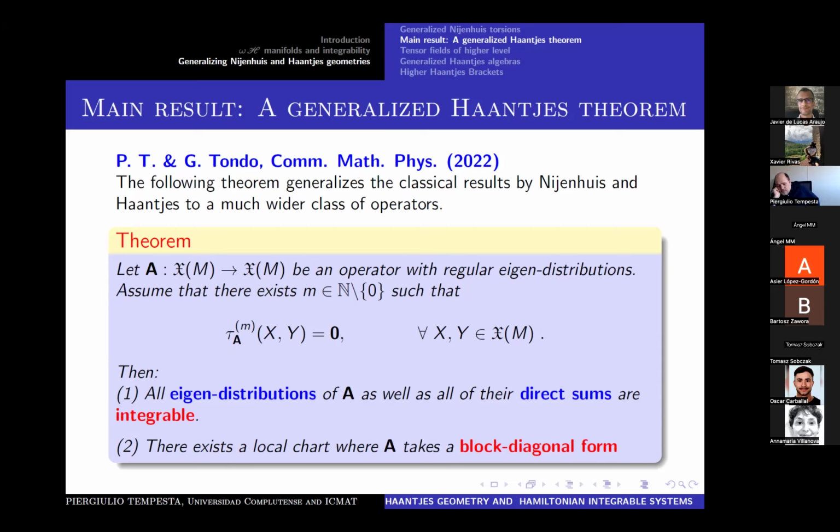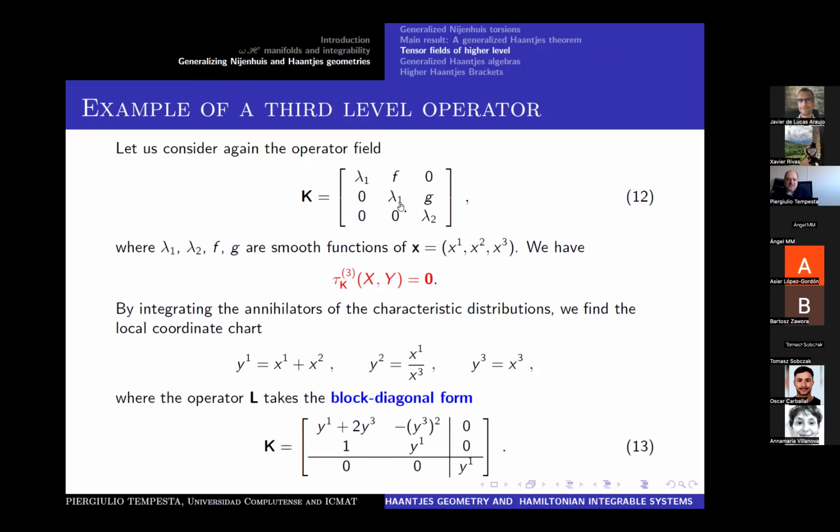Only for m equal to 2, you have a necessary and sufficient condition, which is Haantjes theorem. In other words, if this applies, then your operator is integrable. But if your operator is integrable, a priori you don't know if there is one of these torsions which vanishes. But the point is that now we have infinitely many more torsions, right? And then we have infinitely many more tensors that are integrable. So coming back to this example before, indeed, this operator field has the third-level torsion vanishing. And indeed, it is integrable. So in other words, it was neither Haantjes nor Nijenhuis, but is tau-free, as we say.